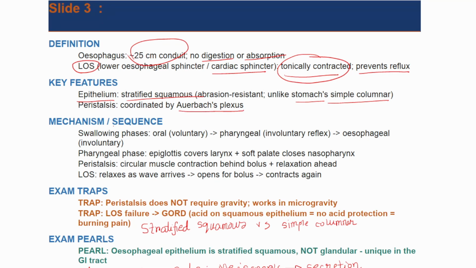And the physiological mechanism of swallowing moves sequentially through three distinct phases: a voluntary oral phase, followed by an involuntary reflex pharyngeal phase, terminating in an involuntary esophageal phase. And during the pharyngeal sequence, airway protection is achieved because the epiglottis covers the larynx, while the soft palate simultaneously closes off the nasopharynx. And now we will talk about the peristaltic motor rule.